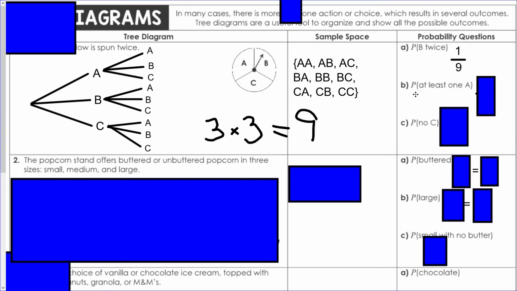Okay, so the probability of at least one A, meaning AA would fit, or AB, or AC, or CA, and so on.